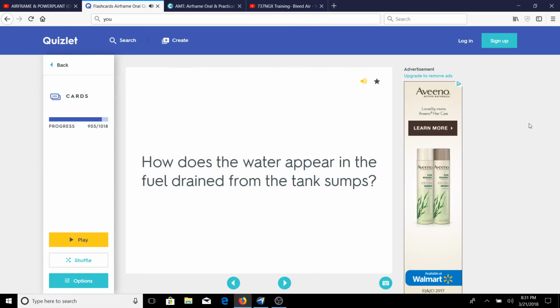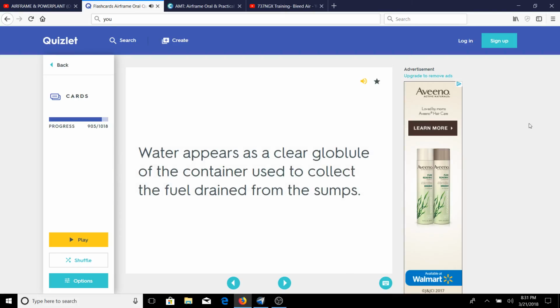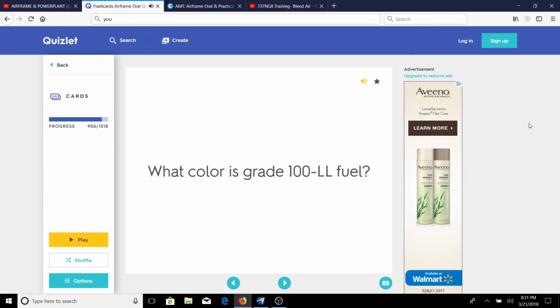How does the water appear in the fuel drained from the tank sumps? Water appears as a clear globule in the container used to collect the fuel drained from the sumps. What color is grade 100 LL fuel?